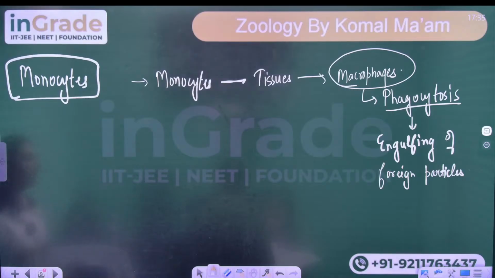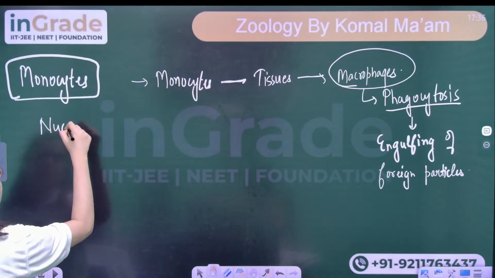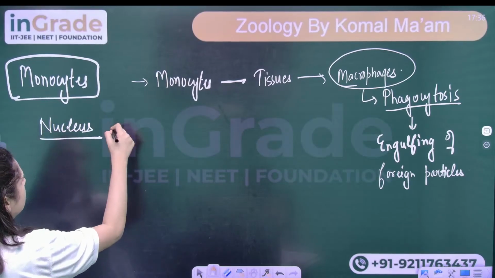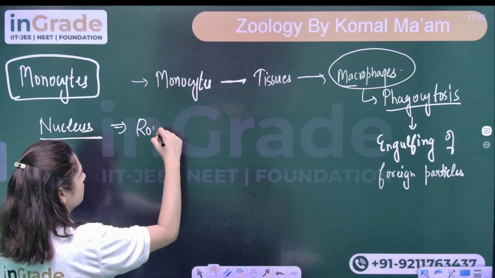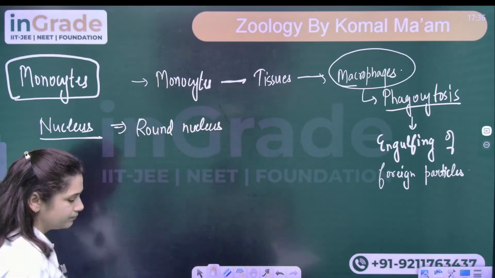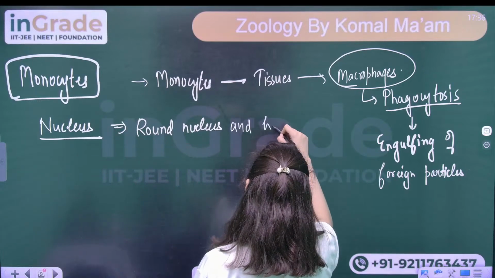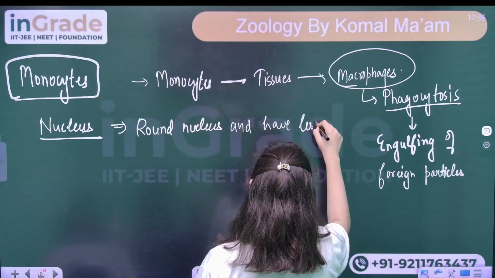Next up we have its structure. Okay, so it has a round nucleus, and it has scanty cytoplasm, that is, very little cytoplasm.